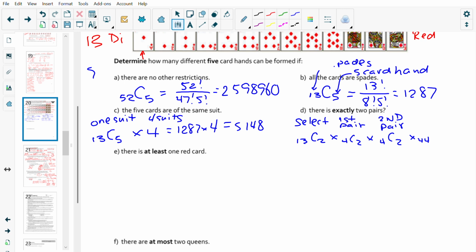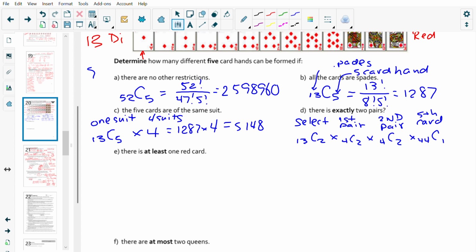I have 44 cards left, right? So I've selected 2 pairs, so that's 4 cards. So 52 minus 4 is 48. And then I don't want to select any more of the other cards that will pair up and make a triple of the first pair or the second pair, right? So I have to take out 4 more cards. So I'm taking out 8 cards, so I have 44 left. Okay, and then that is the 5th card.